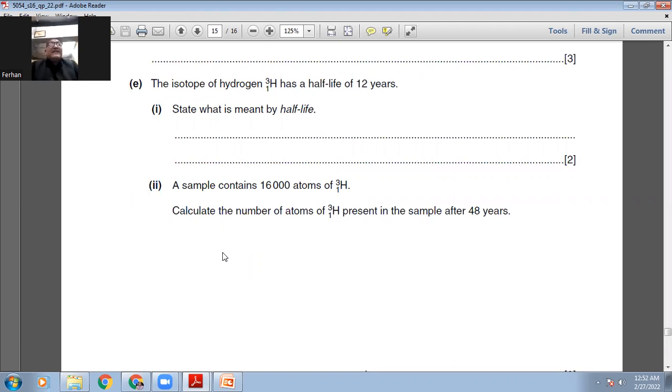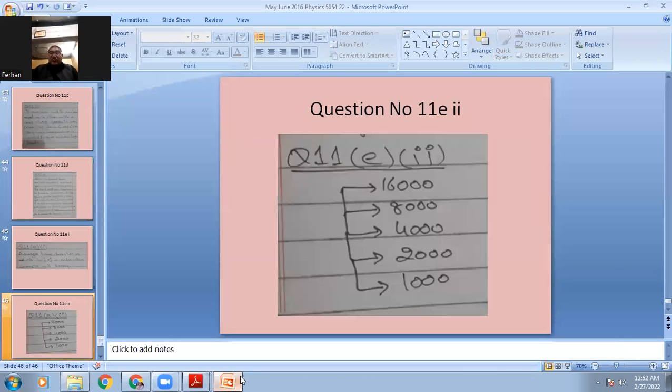A sample contains 16,000 atoms of hydrogen-3. Calculate the number of atoms of hydrogen-3 present in the sample after 48 years. You see, the half-life is 12 years. So after 48 years, 48 divided by 12 is 4. So it means after 4 half-lives, how many atoms are remaining which have not decayed? That's the question. So here we go.